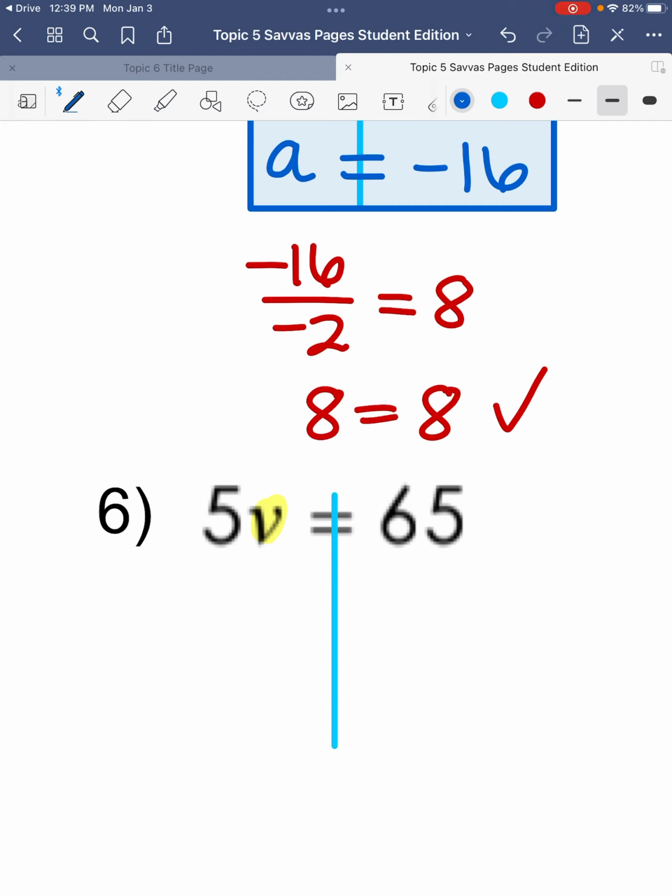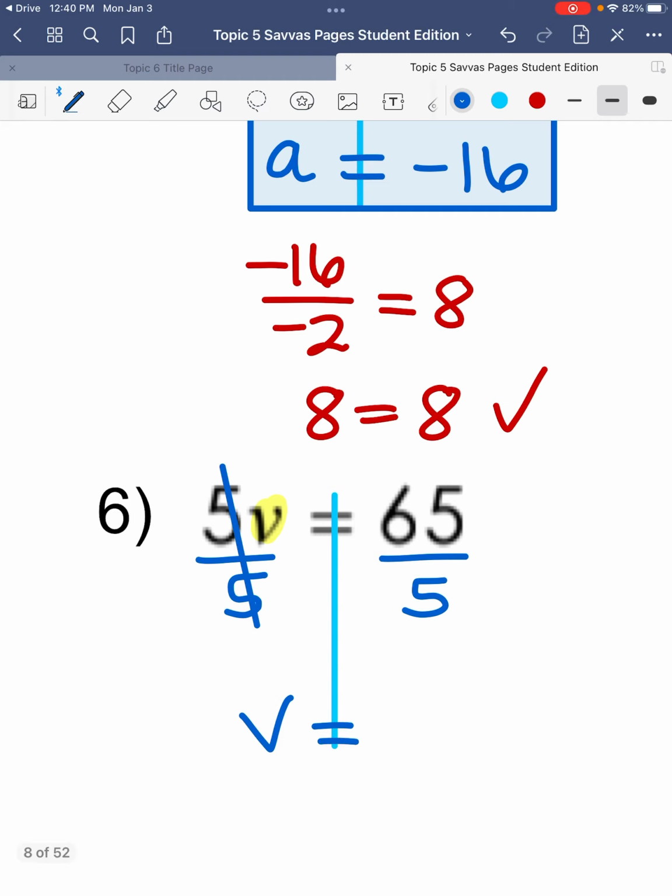How do I undo multiplying? Well, I undo it by dividing. So I'm going to divide by 5. And if I do that on the left-hand side, I need to do the same thing on the right-hand side. So let's talk about the side with the v. 5 divided by 5, we know is 1, so that just cancels out, and that leaves me with just v. v is by itself, and that's what I want it to be.